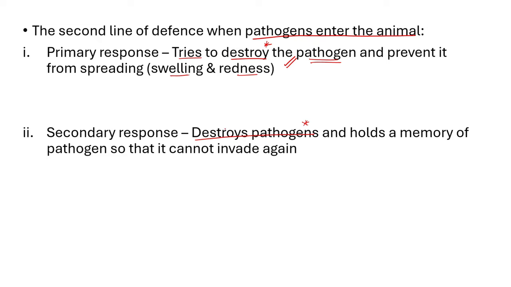itself against flu. Why? It is because of this whole immunity. So once the flu has entered you, the influenza virus, a pathogen, what will happen? The body's primary response will try to destroy the pathogen. After that, the secondary response will definitely destroy it. The other thing is, the secondary response holds a memory of the pathogen so that it cannot invade again.